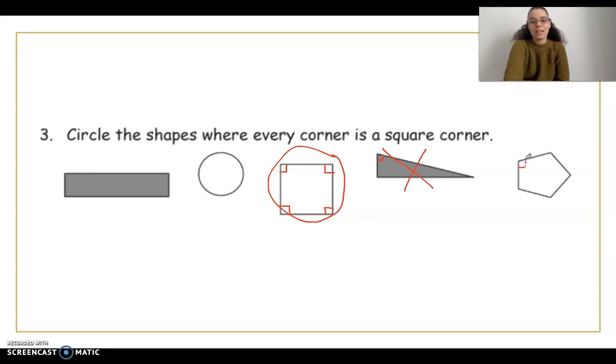If I draw that here, does that look like a square? No, because this would need to be straight like that. So that is not it. This has no corners. You should have also circled the rectangle because it has 4 square corners. Oop, I messed that one up.